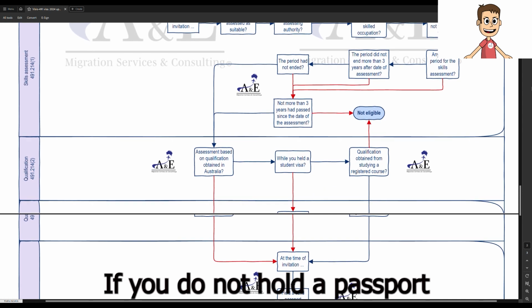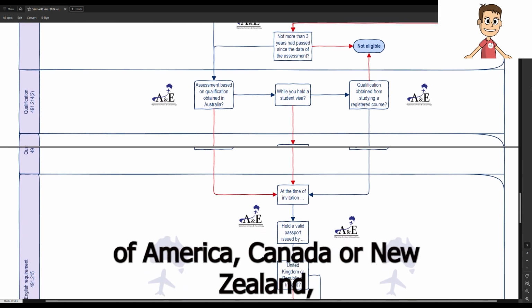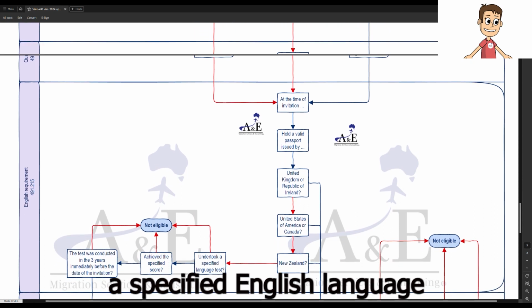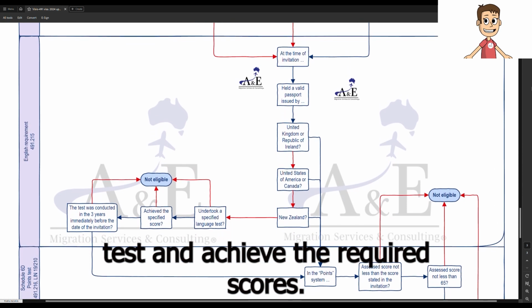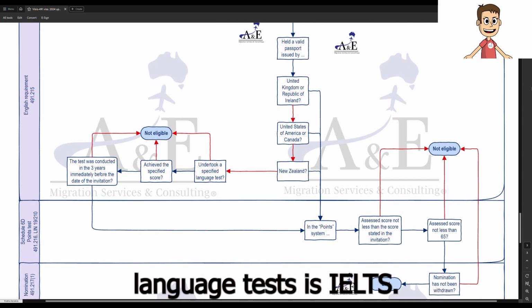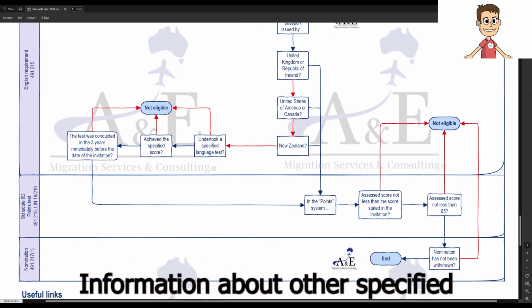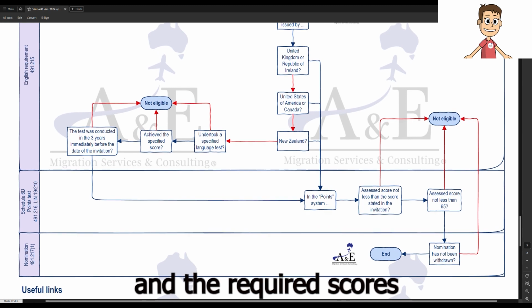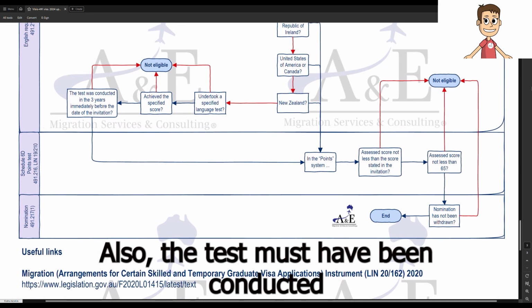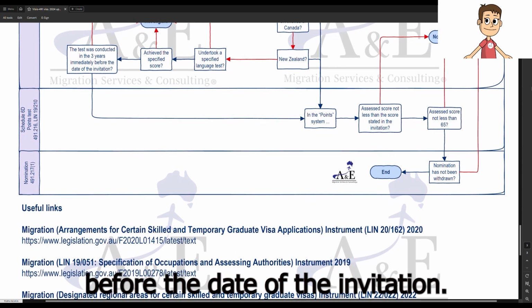If you do not hold a passport issued by the United Kingdom, the Republic of Ireland, the United States of America, Canada or New Zealand, you need to have undertaken a specified English language test and achieved the required scores. One of the more well-known specified English language tests is IELTS. Information about other specified English tests and the required scores is provided in a link at the end of this video. Also, the test must have been conducted in the 3 years immediately before the date of the invitation.